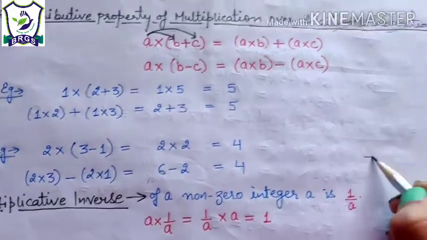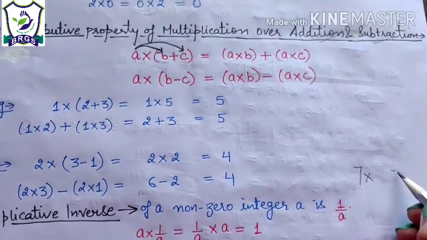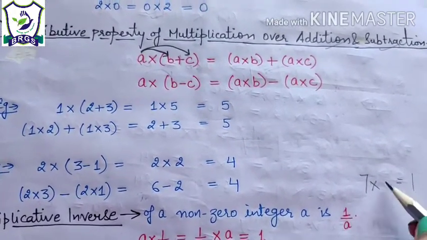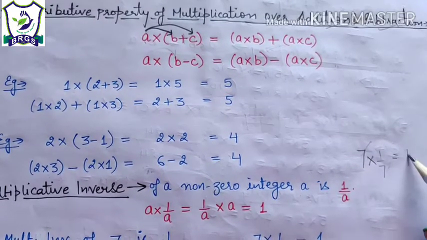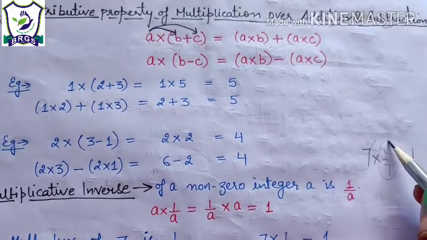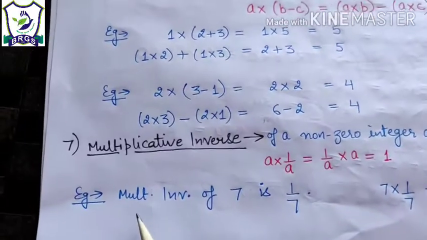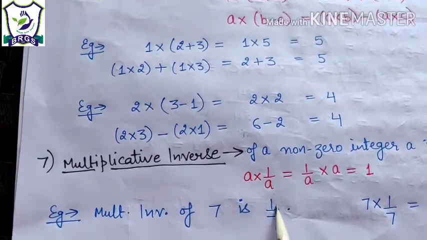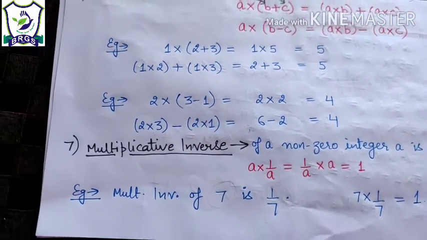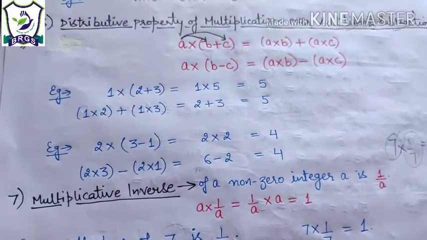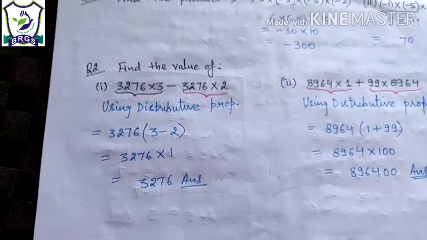If I have a number 7, right, then what should I multiply with 7 so that I get 1? So 7 should be multiplied by 1 by 7. So that 1 and 7 will be cancelled and we will get 1. So 1 by 7 is the multiplicative inverse of 7, right? In the same way, the multiplicative inverse of 1 by 7 is 7. Means you just have to write the reciprocal of that number as the multiplicative inverse. Clear?